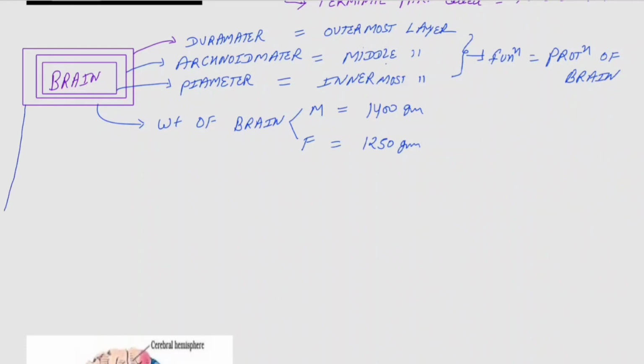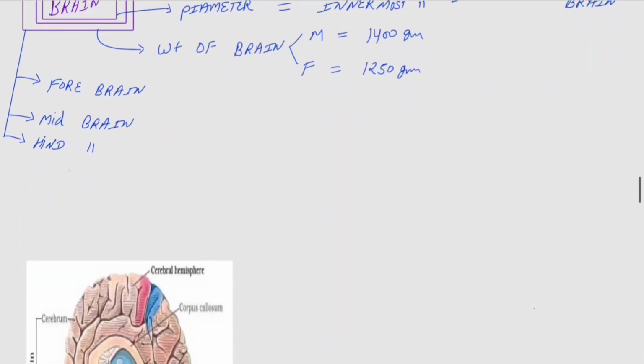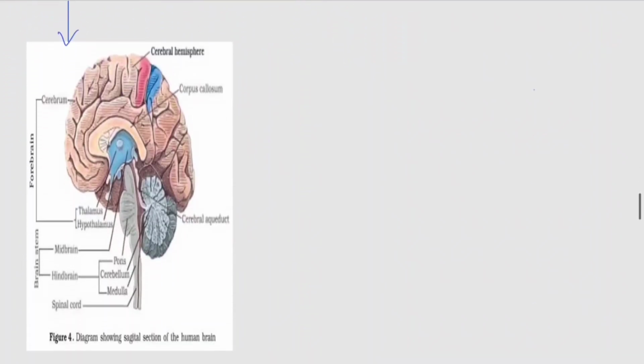The brain is divided into 3 parts. First is forebrain, second is midbrain, and third is hindbrain. All have specific function and specific structure. Now let's discuss all parts of the brain diagrammatically. Clear?